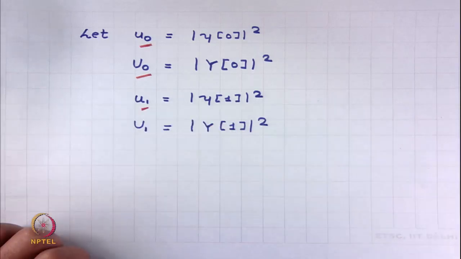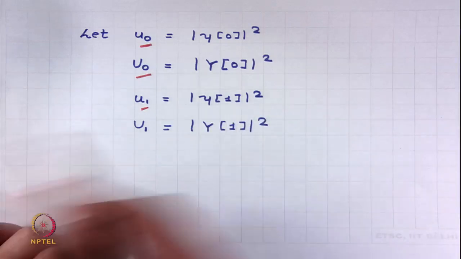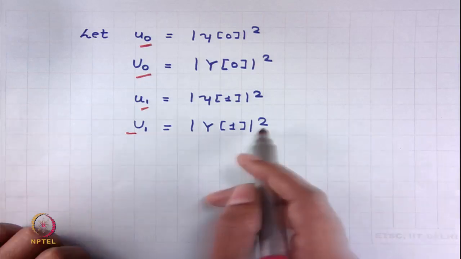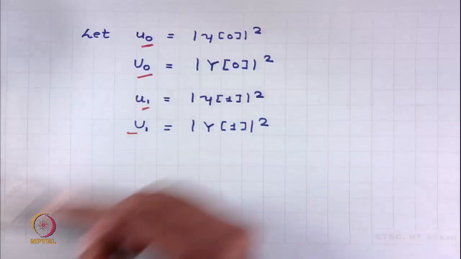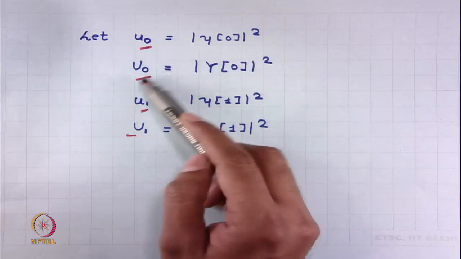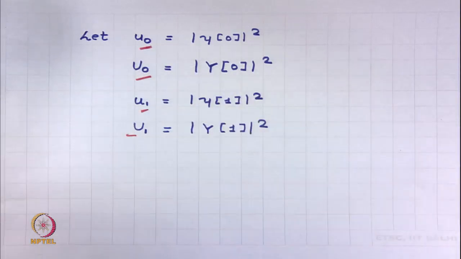Similarly, we can define u 1 to be mod square of y 1, and this corresponds to a random variable u 1, which is equal to mod square of random variable y 1. The first thing that we would like to do is compute the probability density function of this random variable u naught in terms of the probability density function of the random variable y naught.